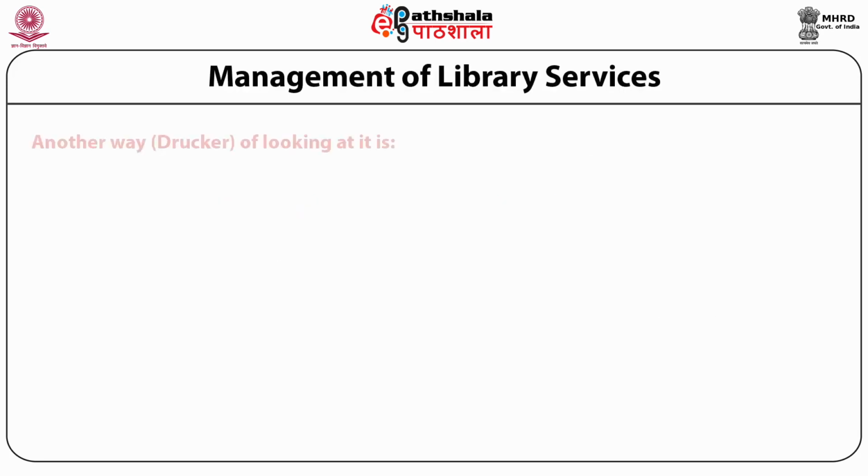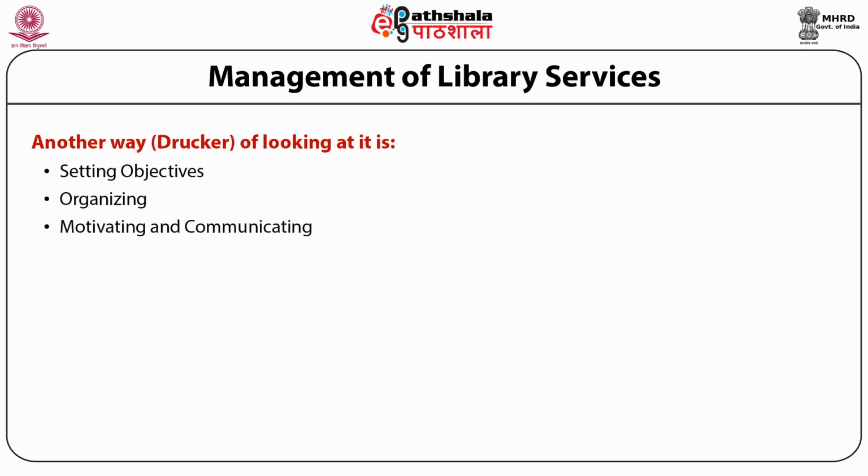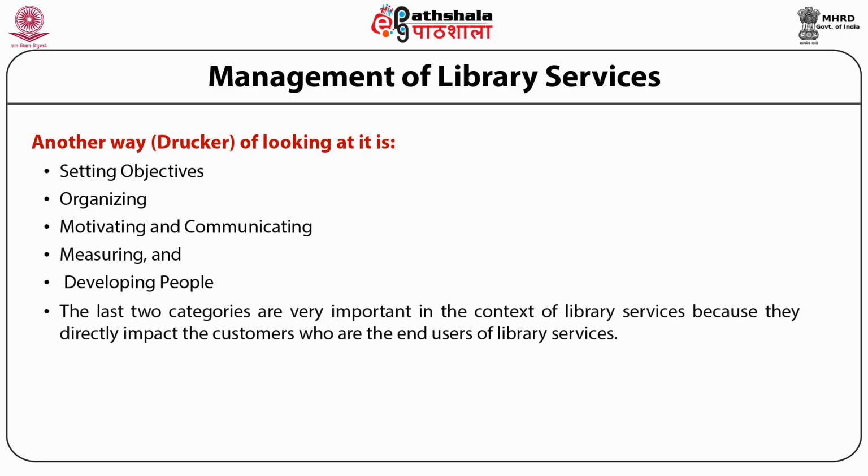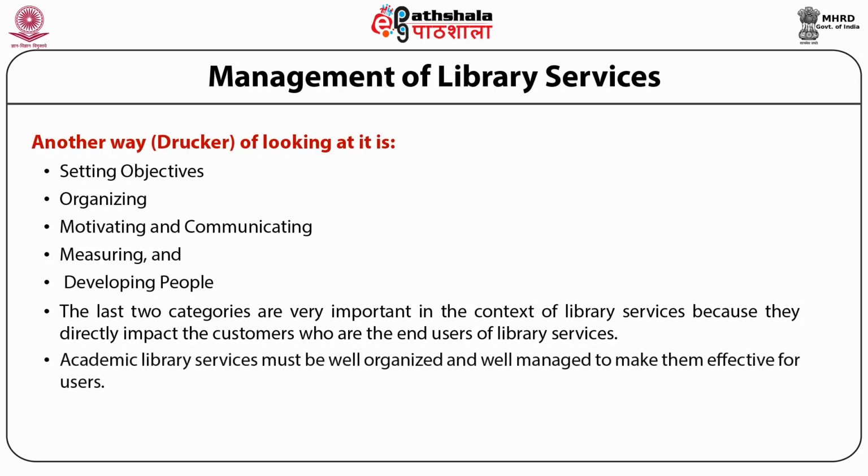Another way, as stated by Peter Drucker, of looking at management of library services is setting objectives, organizing, motivating and communicating, measuring, and developing people. The last two categories, namely measuring and developing people, are very important in the context of library services because they directly impact the customers who are the end users of library services. Academic library services must be well organized and well managed to make them effective for users. This will help changing the perception of users about the library.